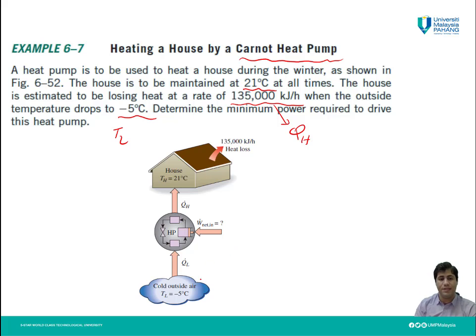First of all, let me analyze the question. This is a schematic of what we have for a heat pump. The cold outside air temperature is negative 5 degrees Celsius. The temperature of the house is going to be maintained at 21 degrees Celsius. This is TH, this is TL. The heat loss from the house is 135,000 kilojoule per hour, or Q dot H is this amount.